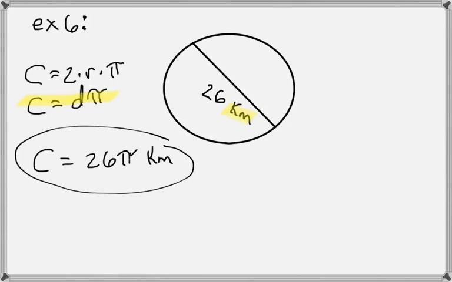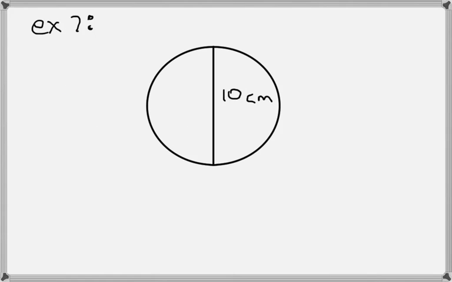Let's look at a seventh example. Here we have a circle with a diameter of 10, so our circumference would be 10, our diameter, times pi, and then we just need our unit of measure, centimeters. There would be our final answer.